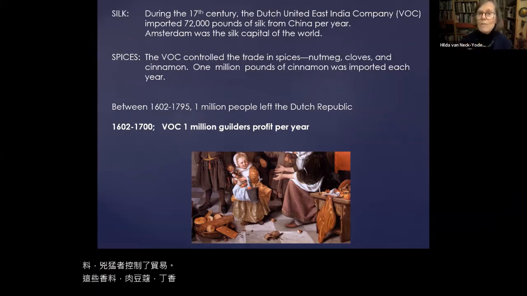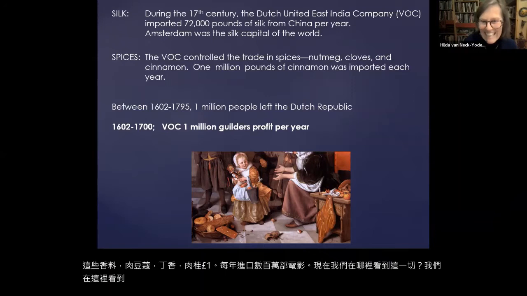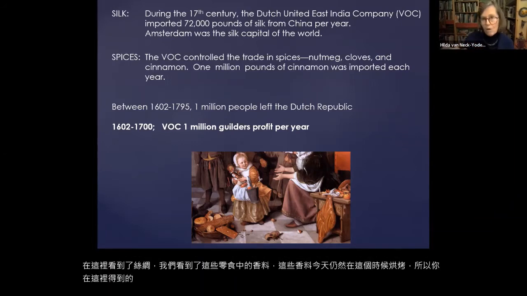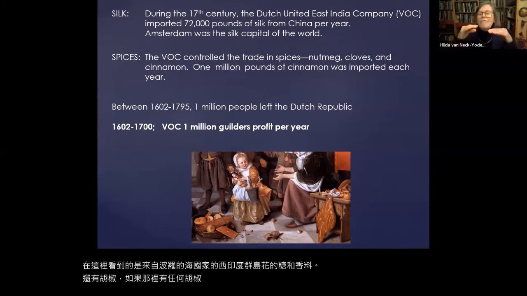1 million pounds of cinnamon was imported each year. Now, where do we see all of this? We see the silk here and we see the spices in these treats that are still, today, also baked around this very time. So what you have here is sugar from the West Indies, flour from the Baltic States, and spices and pepper, if there's any pepper in there, from Asia. So this is the foundation of the wealth of this family.